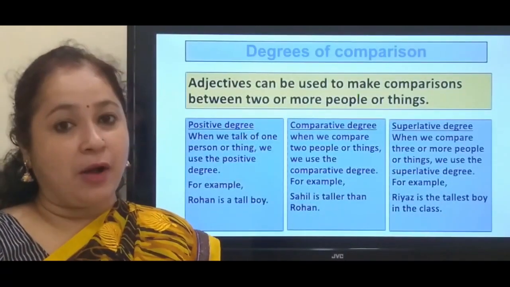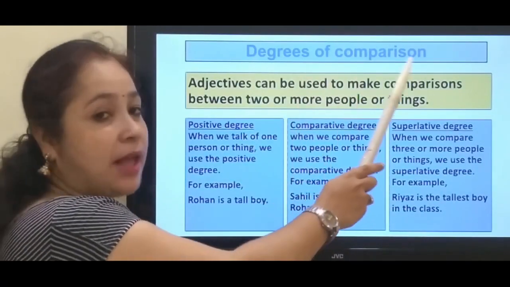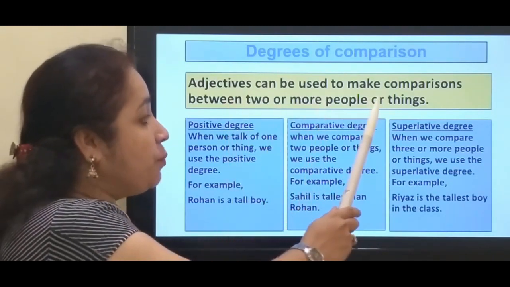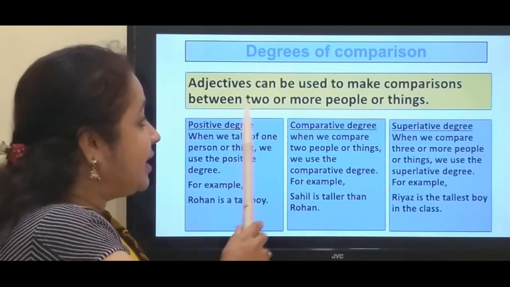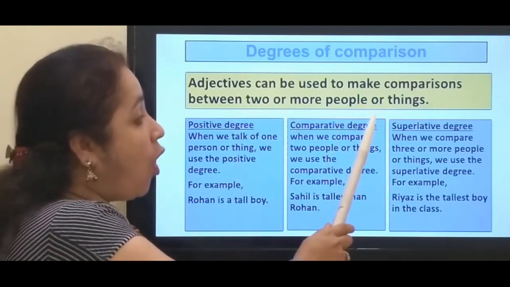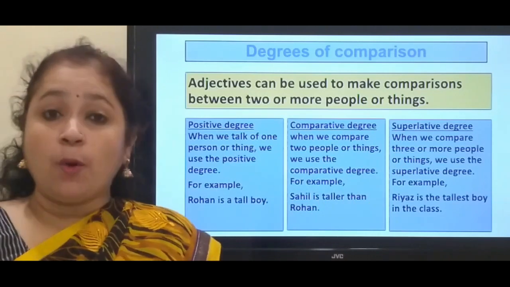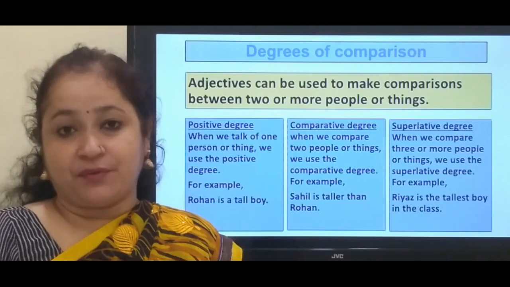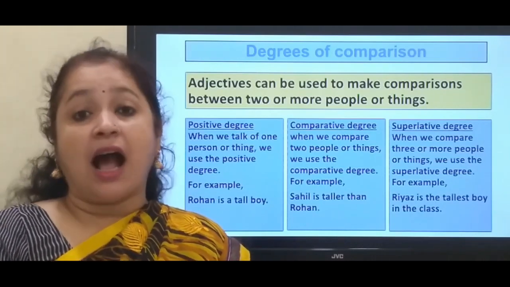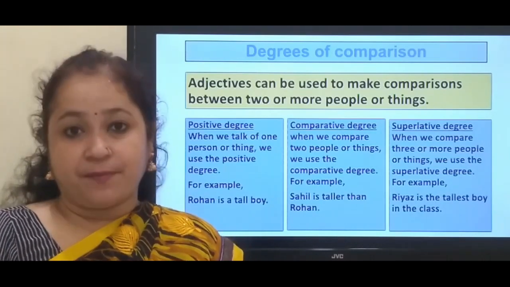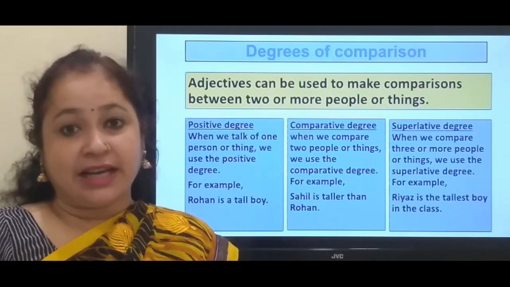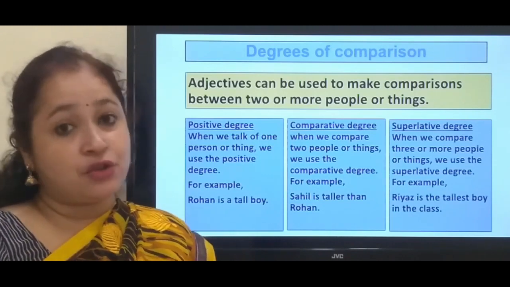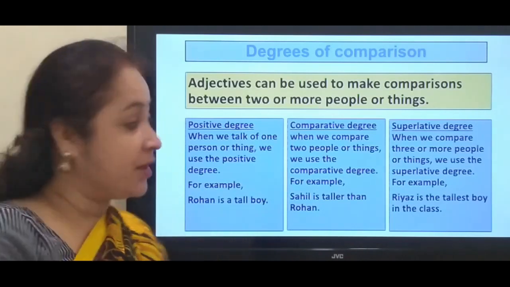Let us talk about degrees of comparison. Adjectives can be used to make comparisons between two or more people or things. I hope, students, you must be familiar with the degrees of adjectives. Yes, students, there are 3 degrees of adjectives, and these are positive degree, comparative degree, and superlative degree. Let's talk about them one by one.